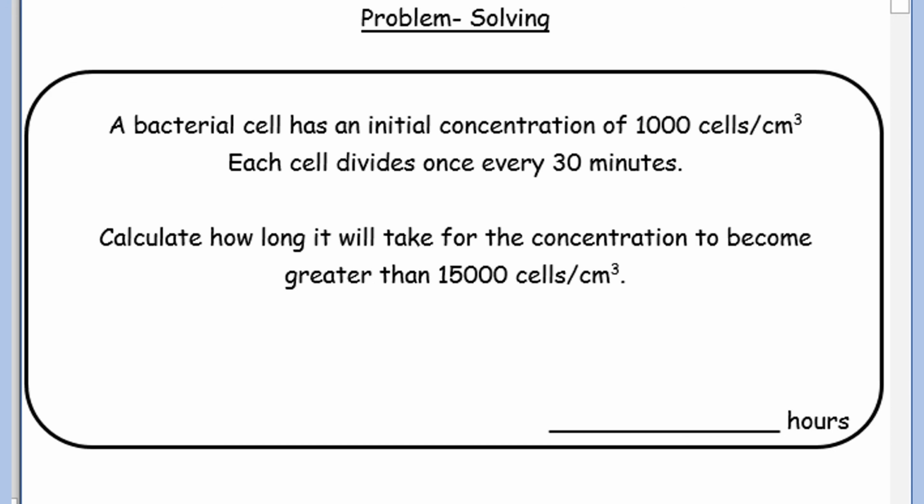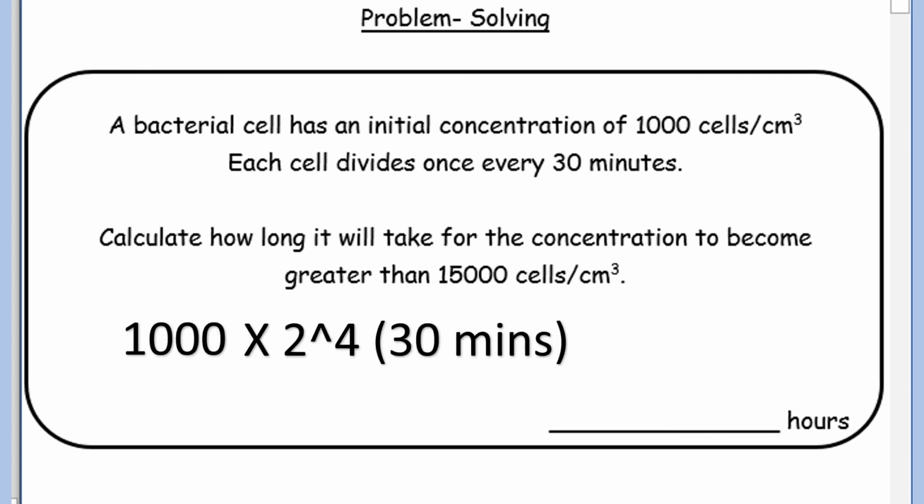So to get the answer, we know that 1000 will double each 30 minutes. So 1000 to 2000 to 4000 to 8000 to 16,000, that is 4 times. So that is 120 minutes, but we want hours, so we would then need to divide it by 60, which then would equal our 2 hours. So well done if you managed to get that correct.